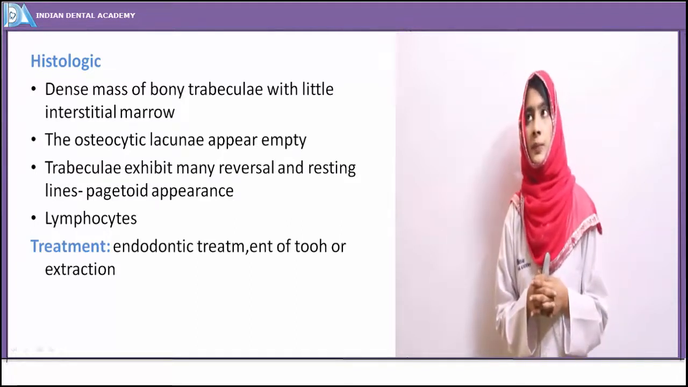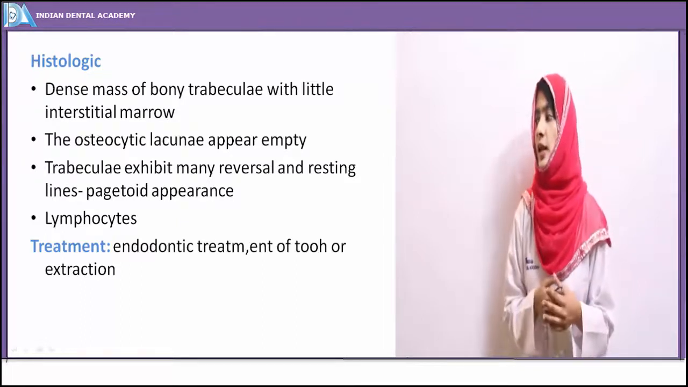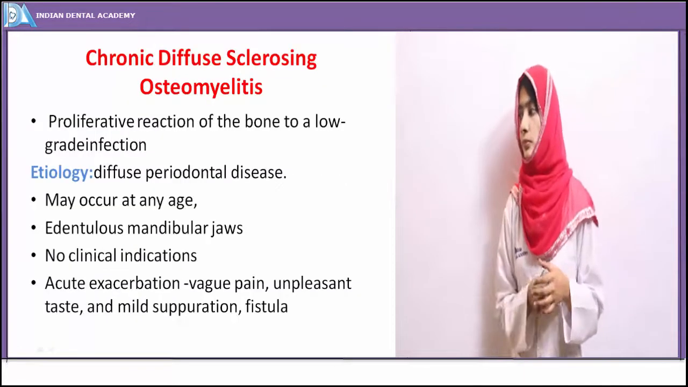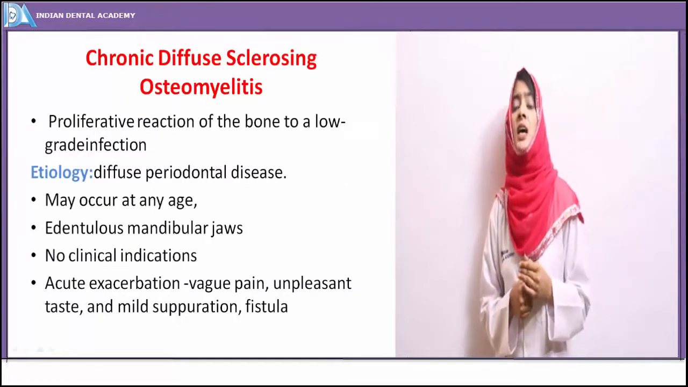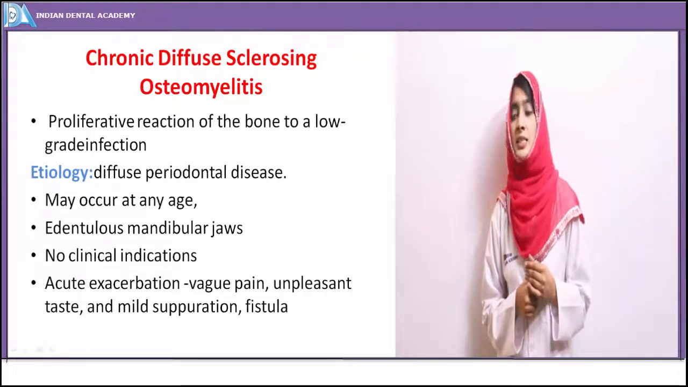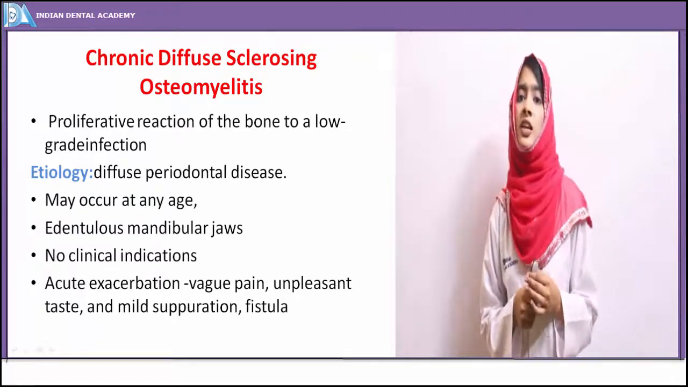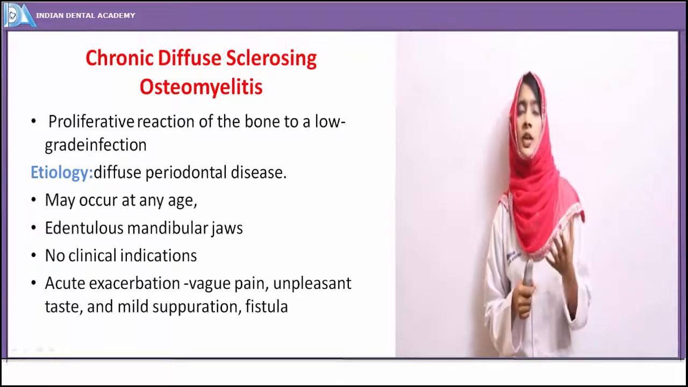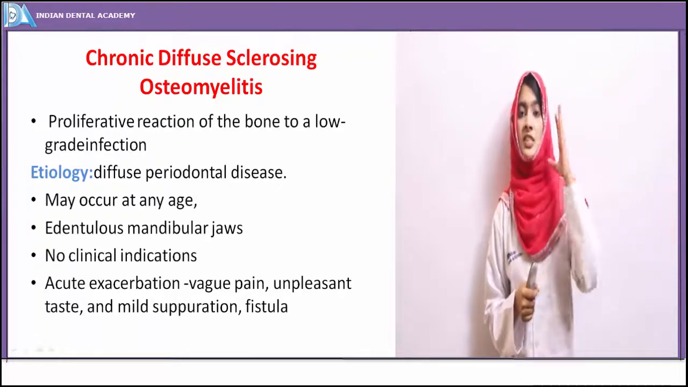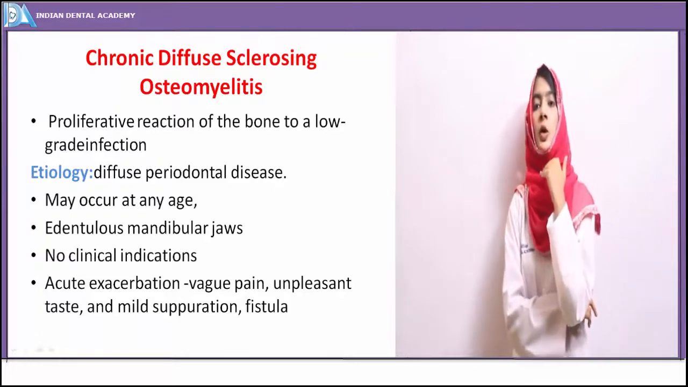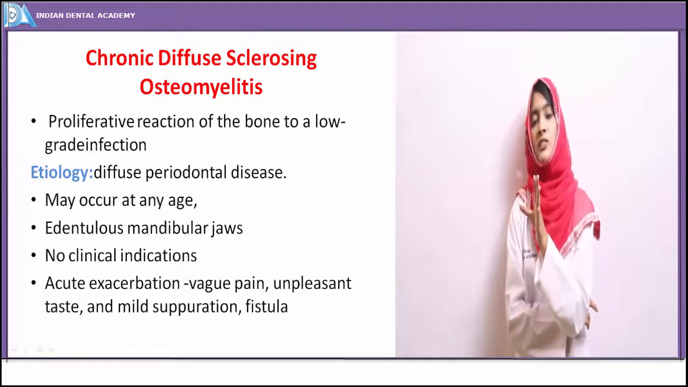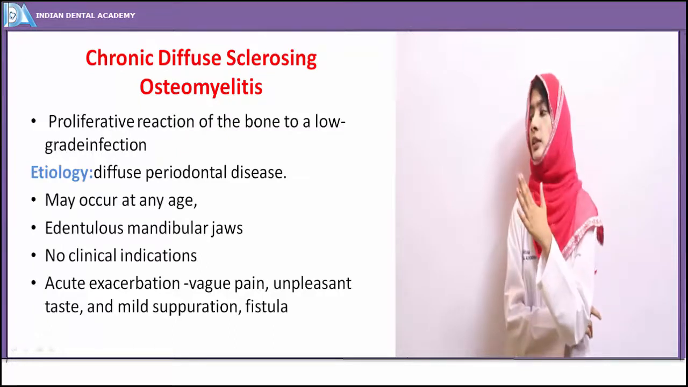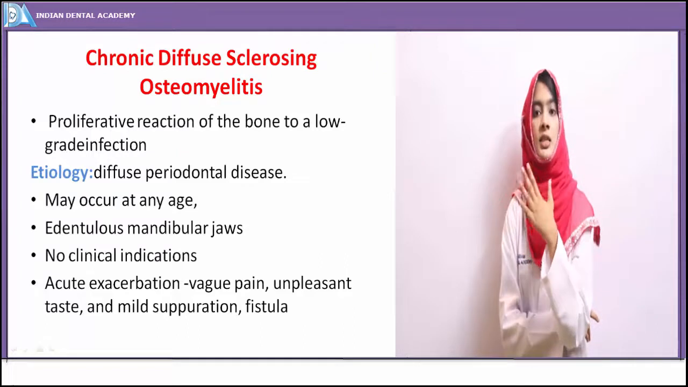Treatment for this condensing osteitis is nothing but endodontic treatment of the tooth, or sometimes extraction of the tooth has to be carried out. The chronic diffuse sclerosing osteomyelitis is a special form of osteomyelitis in that it is the proliferative reaction of bone to a low-grade infection. Any low-grade infection of the oral cavity, such as periodontal infection involving the periodontal ligament and the teeth, just spreads and involves the surrounding bone, leading to spread of inflammation, ultimately osteitis occurring. The clinical features here are relatively lesser in severity.